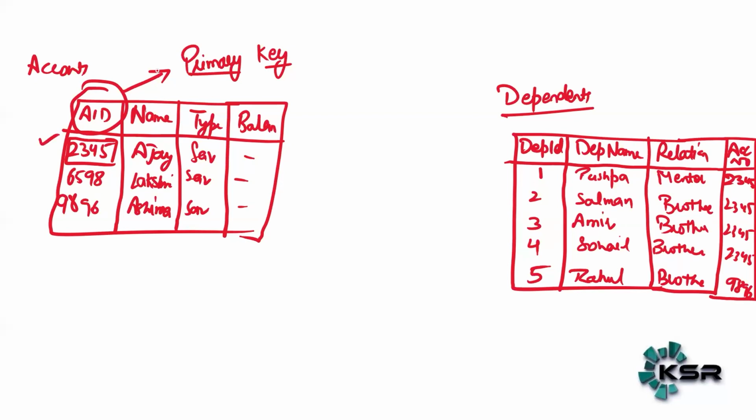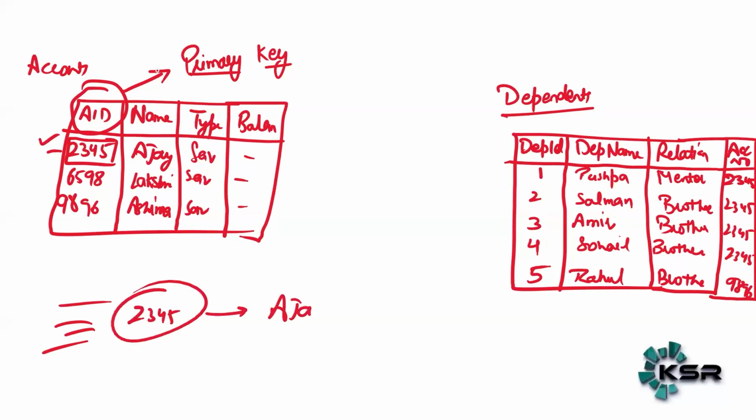4 rows, right? And everything will be repeating 2345, 2345, 2345, right? So if you want to uniquely identify the record, will you be able to do that? Because when you say give me the records where account number is 2345, you will get 4 rows, isn't it? Now what will happen? If you say give me the guy who is having account number 2345, you will get only one guy, Ajay, right?